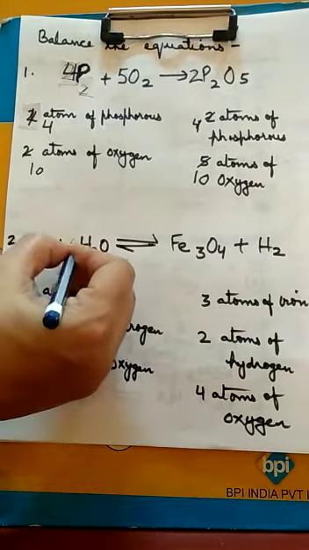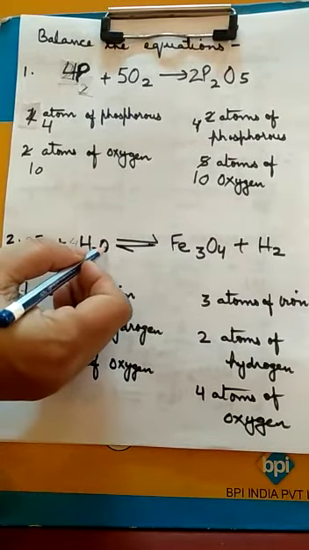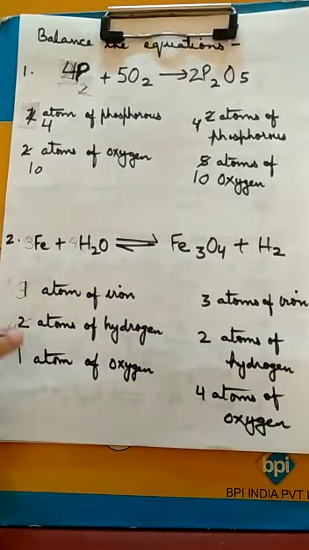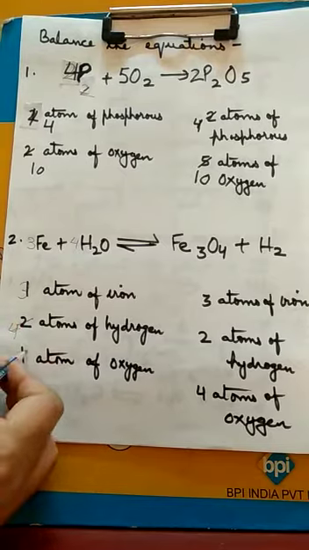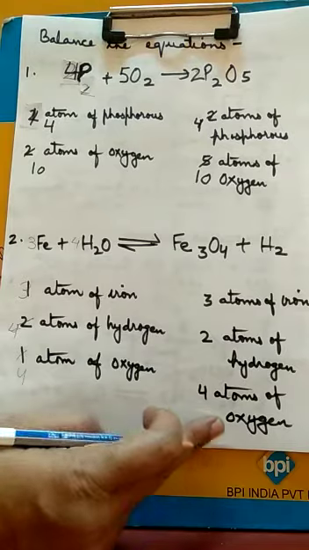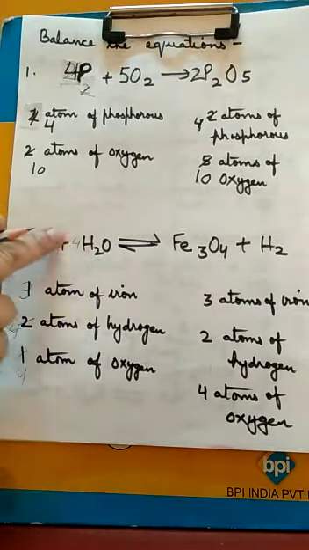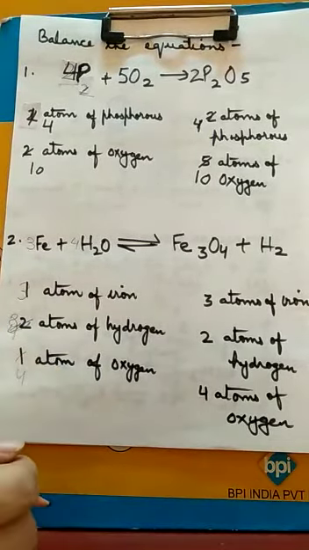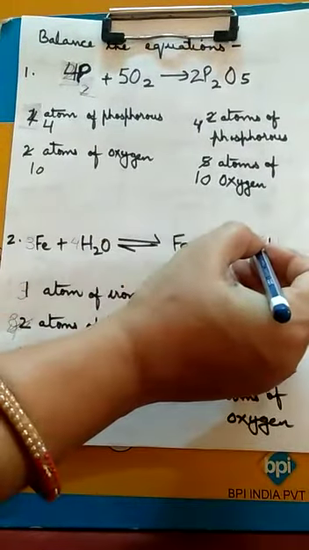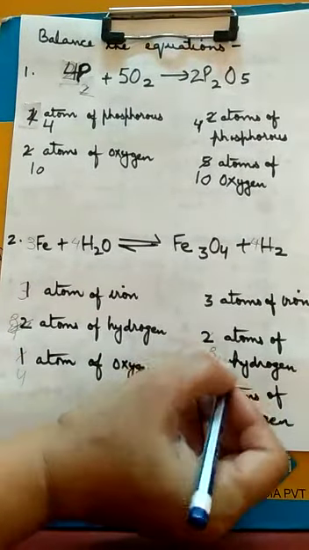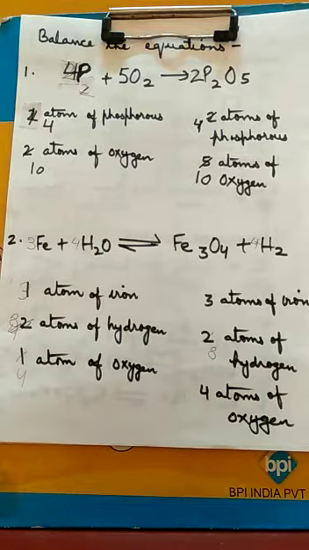If I write 4 here, this 4 will go with this as well. So now 4 atoms of oxygen and 4 atoms of oxygen on both the sides. And now on this side, how many atoms of hydrogen are there? 4 into 2, 8 atoms of hydrogen. Here 2 are there, so what should I do? I will write 4 over here. So on this side also the number of atoms of hydrogen will become 8. Now my equation is balanced.